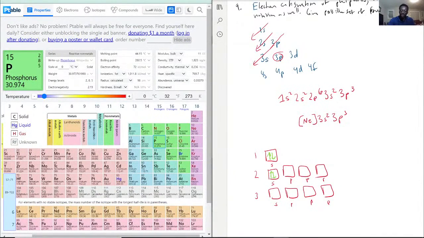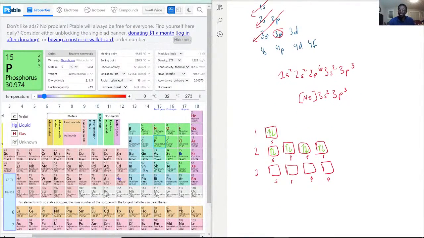Okay, so we have 2s2, 2p6. Don't be deceived at how I'm drawing them. They get filled a little bit differently. Okay, and then we have 3s2 completed, and then 3p3, and it goes like this, that, and that, because it fills its first electrons in each subshell first. It doesn't bunch them together.